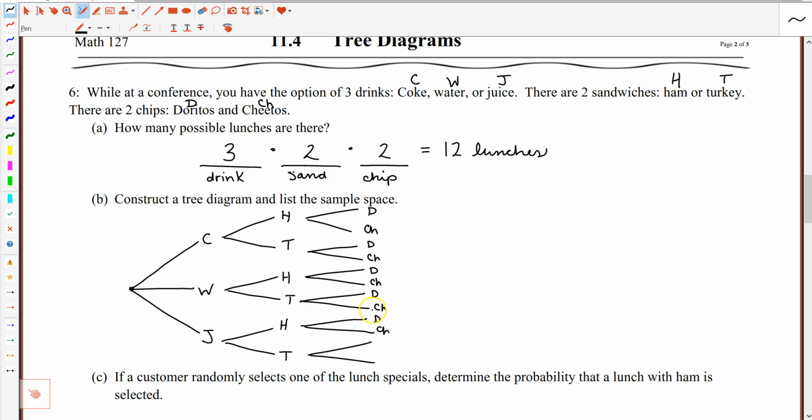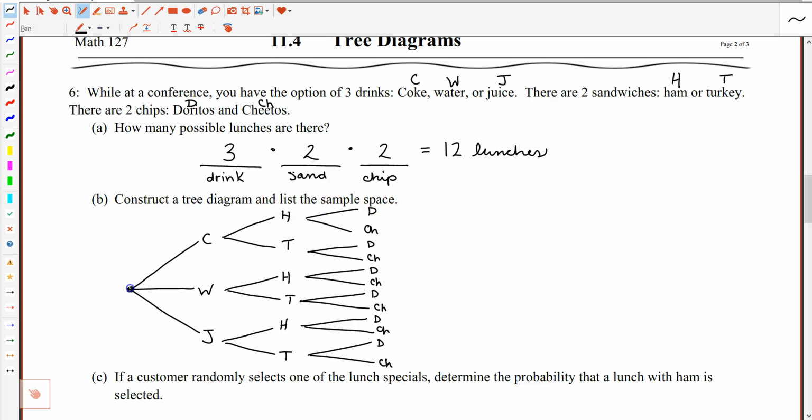The worst that you would ever probably be drawing a tree out, at least in this course, would probably have 16 branches total. So it's helpful to know how many options there are before you begin. So that's a way you can organize your spacing. Alright, so there's the tree diagram for this lunch choice. So let's go ahead and list the sample space.